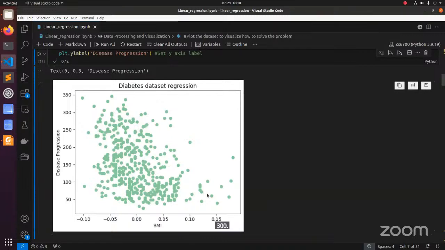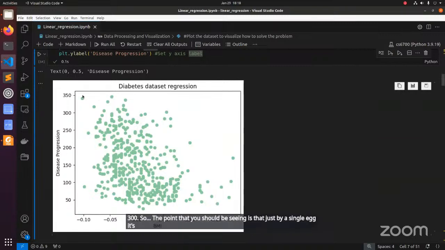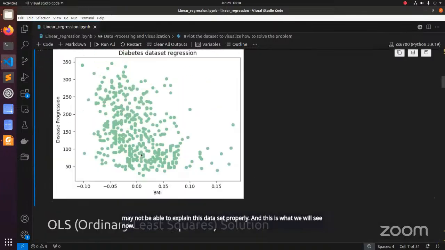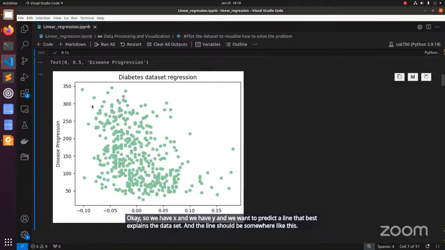The point you should be seeing is that with just a single x, it's very difficult to fit a linear line. Probably you may fit a linear line like this with a negative slope that will explain the data set. Otherwise, this data is all over the place. It has so much randomness that fitting a single linear line may not explain this data set properly, and this is what we will see now. So we have x and y, and we want to predict a line that best explains the data set, somewhere like this, a negative slope line.